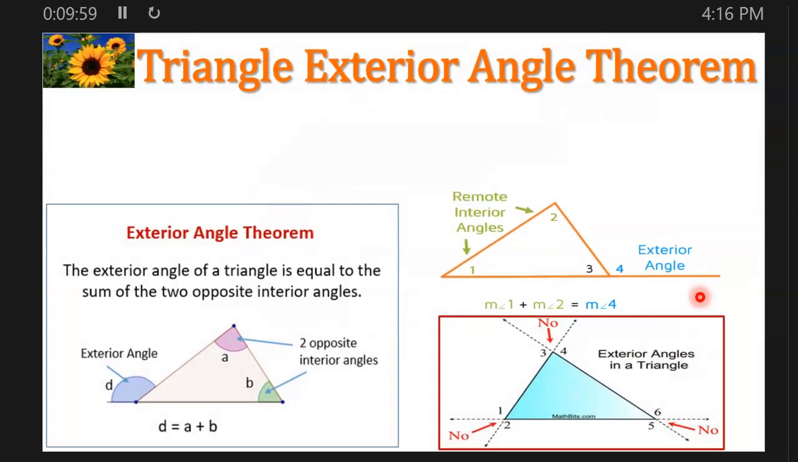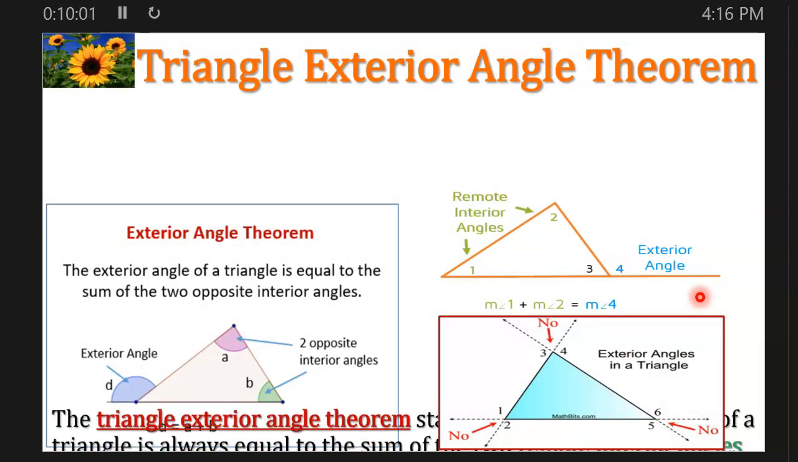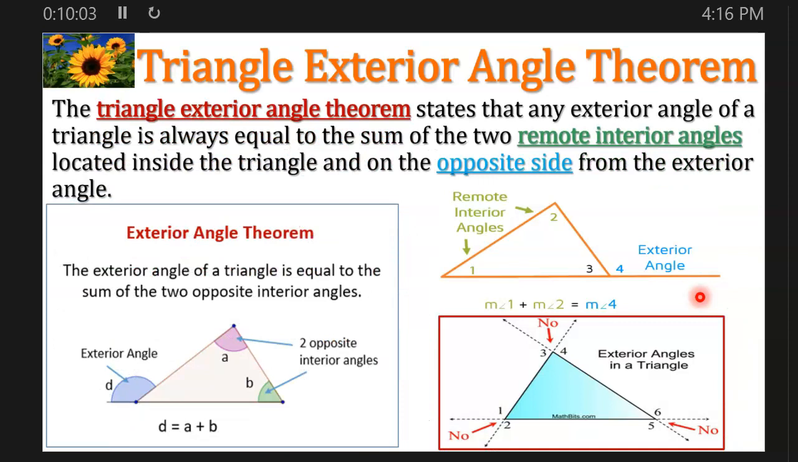Okay, here's our triangle exterior angle theorem. So let's talk about this. The triangle exterior angle theorem states that any exterior angle of a triangle is always equal to the sum of the 2 remote interior angles located inside of the triangle and on opposite side from the exterior angle.